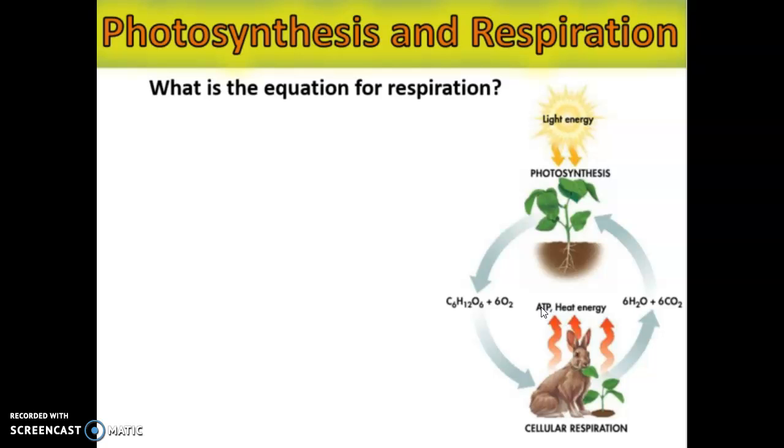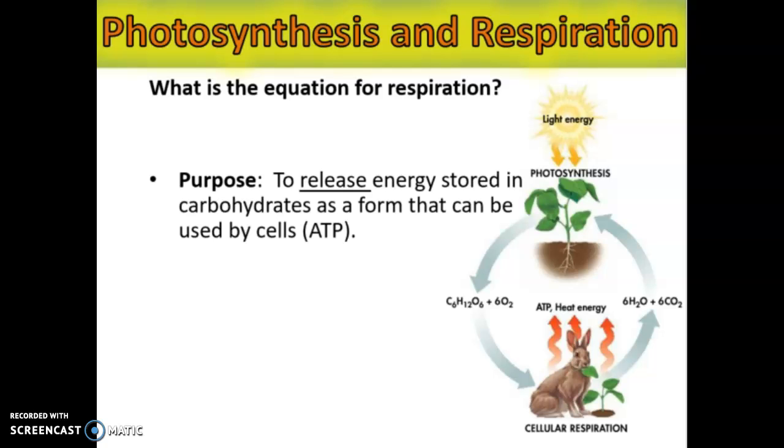And in doing that, we create a couple of waste products. One we exhale, which is carbon dioxide, and then one we pee out, which is H2O. And those are what you need to begin photosynthesis. So it's really just a big cycle. The purpose of respiration is to release the energy that's stored in carbohydrates, and we're releasing it in a form that cells can actually use, which is that molecule ATP.